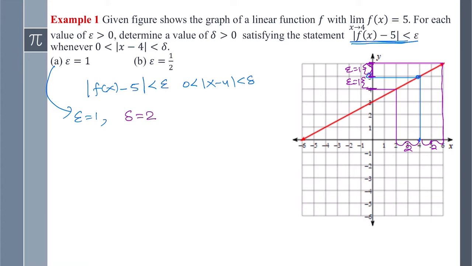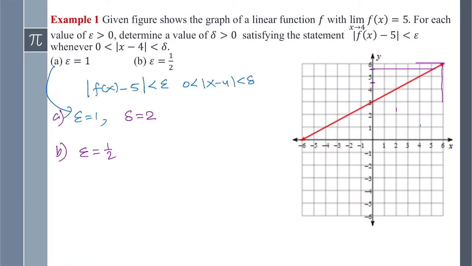Now let's go ahead and change the epsilon. Let's make the epsilon smaller than 1. So part 2 of that question says, what happens if epsilon is 1/2? So let's check that. If epsilon is 1/2, then the delta should change. So 1/2 means, let's say it's over here and here. So let's go ahead and find that on the graph right here.